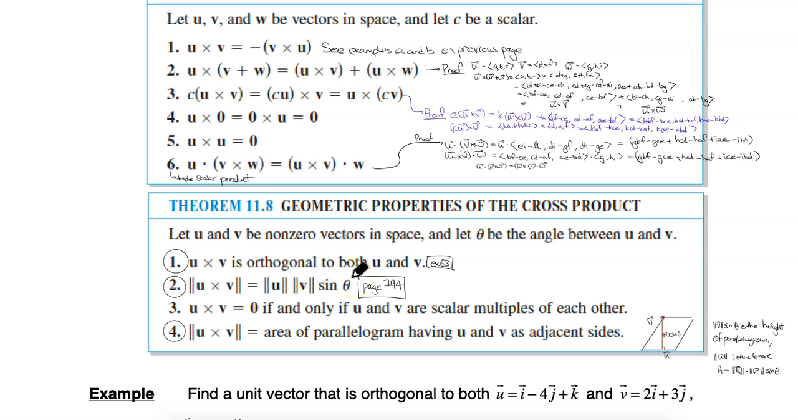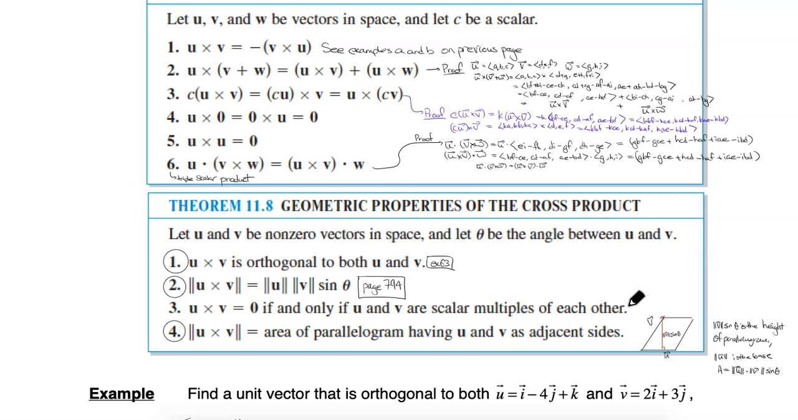Now u cross v equals 0 if and only if u and v are scalar multiples of each other. So if we have two vectors that are parallel, u cross v is going to be equal to 0. You can also try using the algebraic definition from the previous page, and you will see why that is. Things just cancel out pretty quickly.